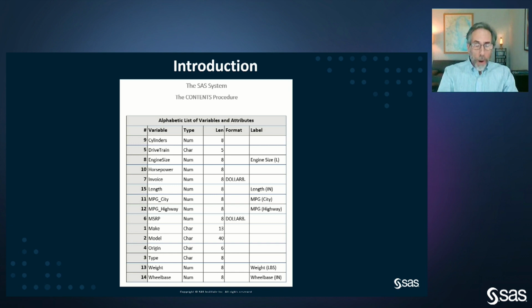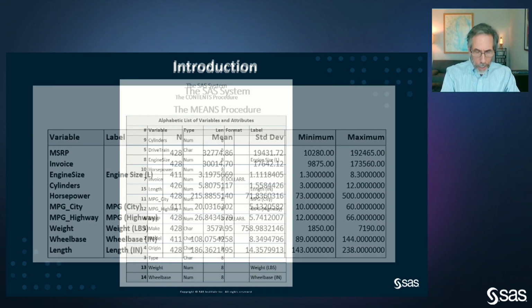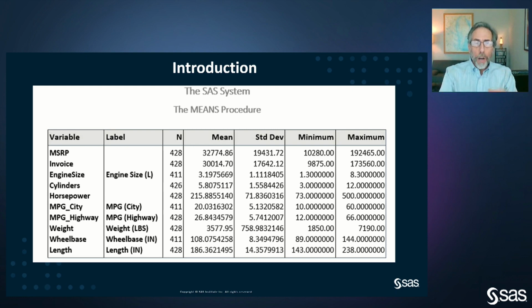We're all familiar with what a PROC CONTENTS looks like, and here's an example of it. You can see that in the alphabetic list of variables and attributes, we have variable number, variable name, type, length, format, and label. This is from the sashelp.cars SAS dataset. Similarly, if we were to run a straight PROC MEANS against that dataset, we would get an output that looks something like this: variable name, label, the number of non-missing values, the mean, standard deviation, minimum, and maximum. So we would have to go between these two reports to get a good, clear picture of what was in the dataset.